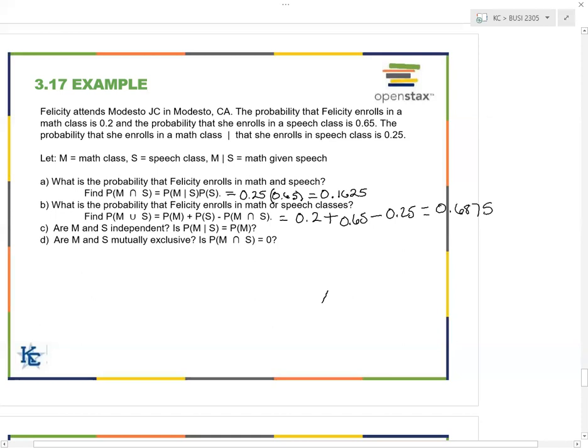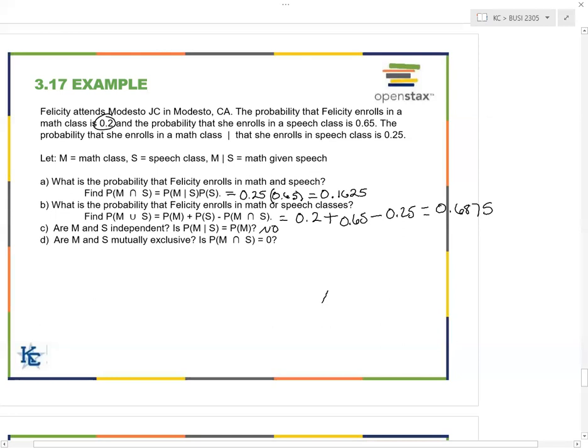Are M and S independent? We're checking if the probability of M given S equals the probability of M. And the answer there is no, right? We know that the probability of M is 0.2 and the probability of M given S is 0.1625. So the answer is no.